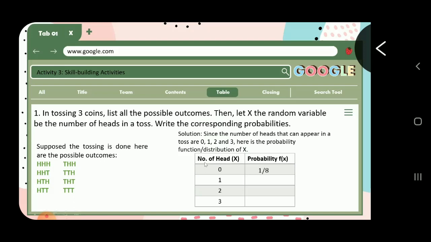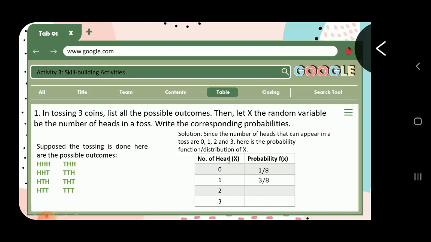Sige, next. Number of head kay isa lang. Dapat isa lang ka head. 1, 2, 3. So, 1, 2, 3. So, 3 ang atong numerator. Ug atong denominator, pila ang possible outcomes. So, pila man tanan, naa tay 8. So, 3 over 8. Okay, how about this one?